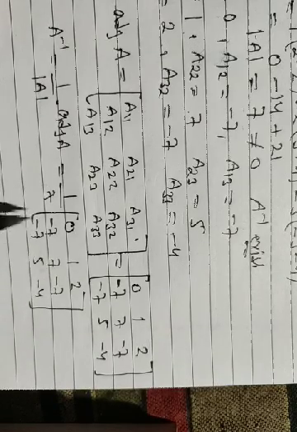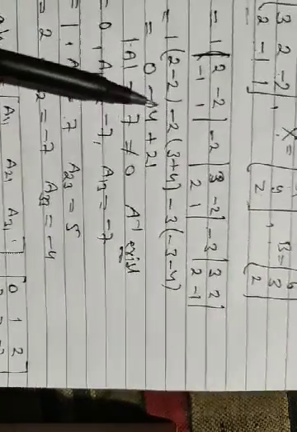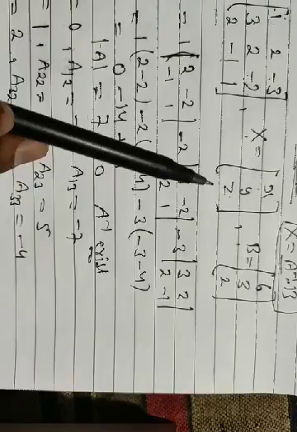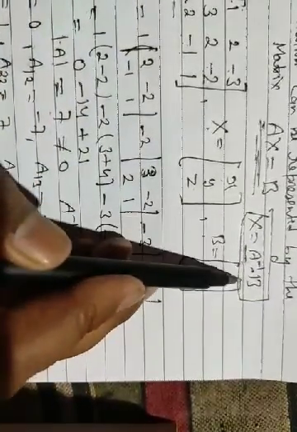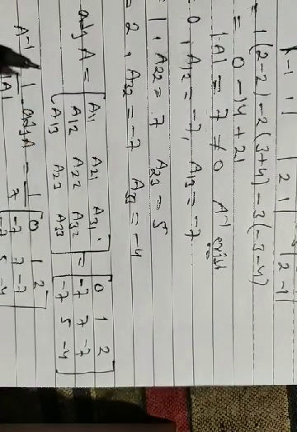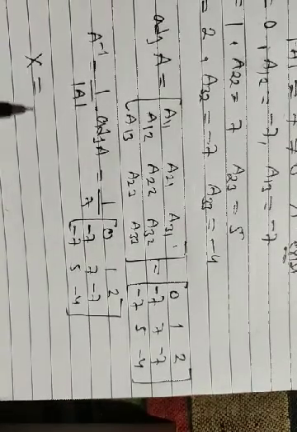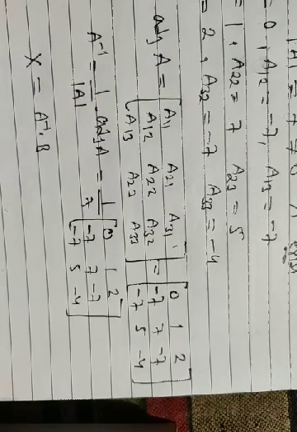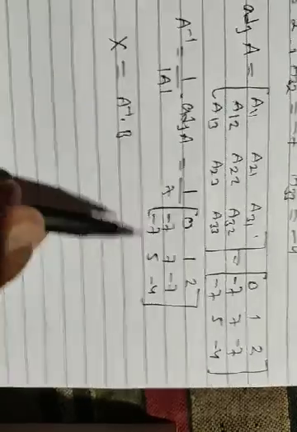I am not going to divide each element by 7 because some elements are not going to be perfectly divisible by 7 there, and we have to find the variables' values x, y, z there. Our purpose is to find x, y, z, and to find them we have to use x equal to A inverse B. Now we proceed to get the variables' values. We take the multiplication of the inverse with the value of B there.